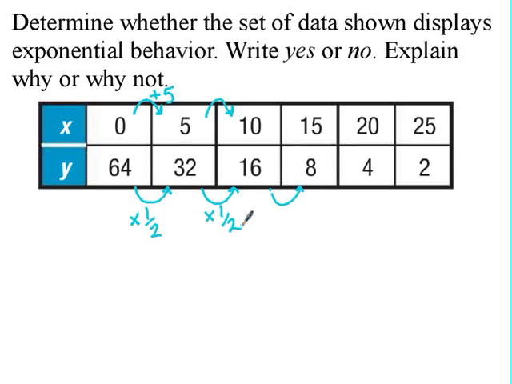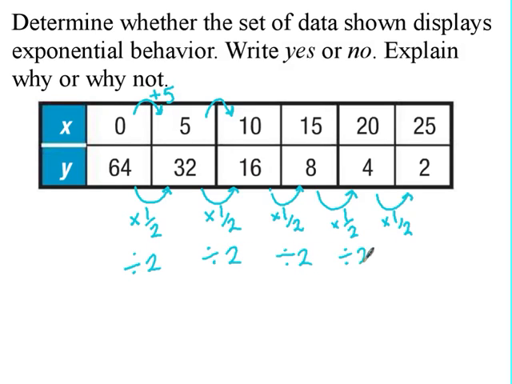Do you do the same thing here? What do you do here? Down by a half. You have to check every one. What do you do here? Down by a half. Or another way to view it, you divide by 2. That might make better sense if you write divided by 2, divided by 2, divided by 2. So does this display exponential behavior? Yes. Okay, why? It decreases the same proportional amount every time.